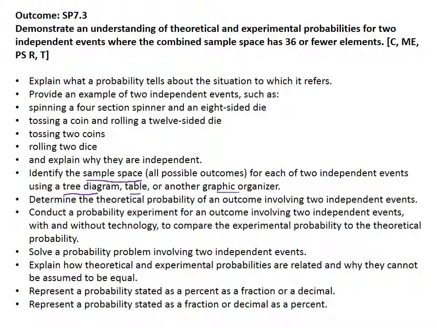Determine the theoretical probability of an outcome of two independent events. Okay, we've already talked about that one. Conduct an actual experiment and maybe chart it out. Solve a problem using two independent events. And explain how theoretical and experimental probabilities are related and why they cannot be assumed to be equal. So we just talked about that one. Although, like I said, the more you do your experiment, the more times you have an experiment going, the closer it should get to your theoretical probability. And again, it's a fraction, a percent, or a decimal.